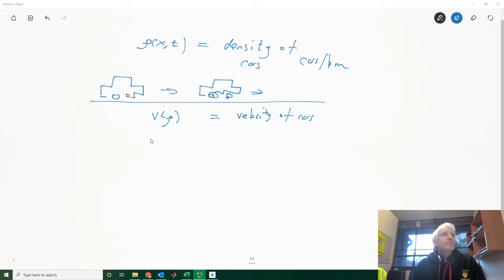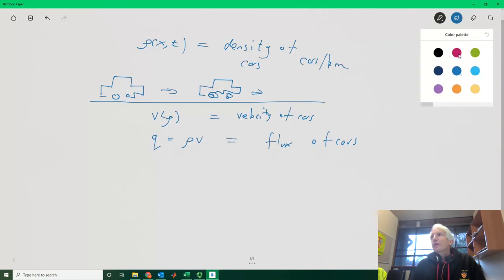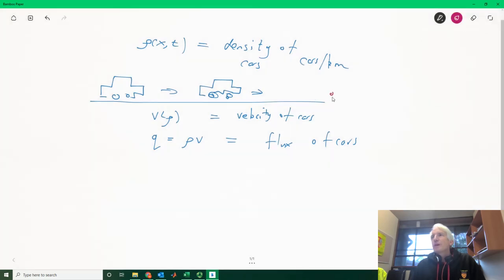And then we have Q, which is the flux of cars. So this is the flow of cars. And Q is given by the density of the cars times the velocity. That's the flow of cars. So that's the quantity that the little person standing here would observe: so many cars passing per minute.